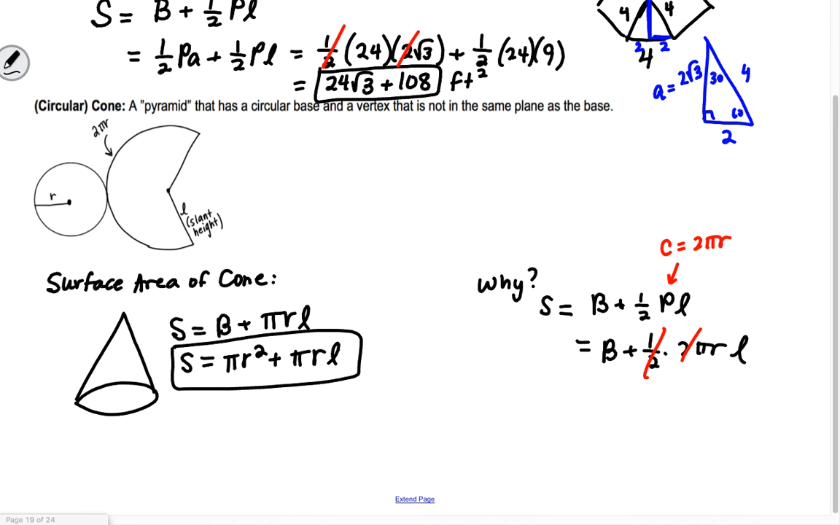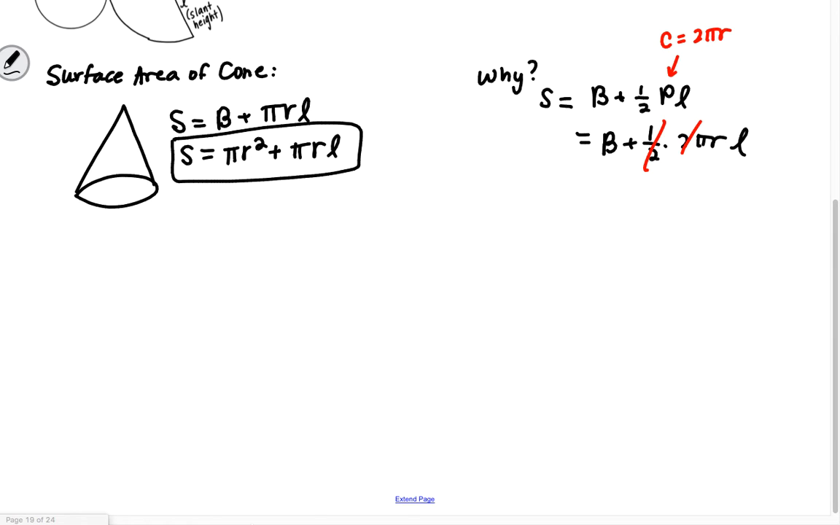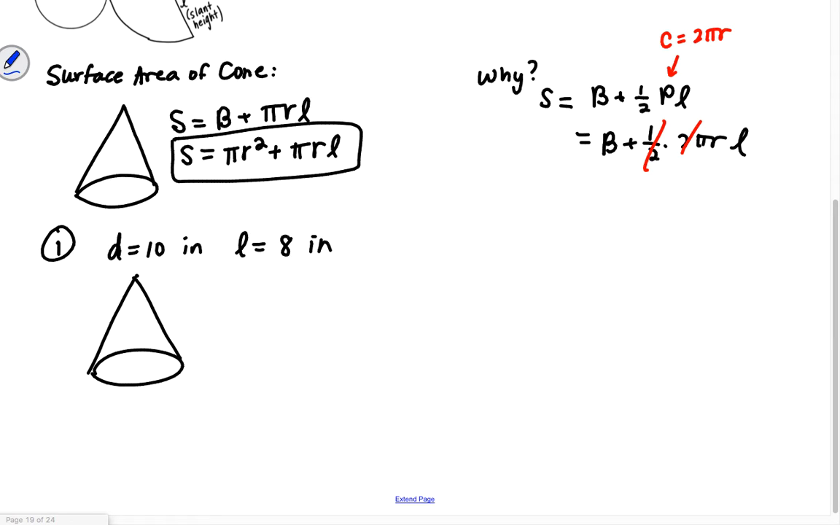So number 1 says, find the surface area of a right cone with a base diameter of 10 inches and a slant height of 8 inches. So we have this cone, and going across the center, our diameter is 10, and our slant height is 8. So you can really draw the slant height anywhere on the cone, right?